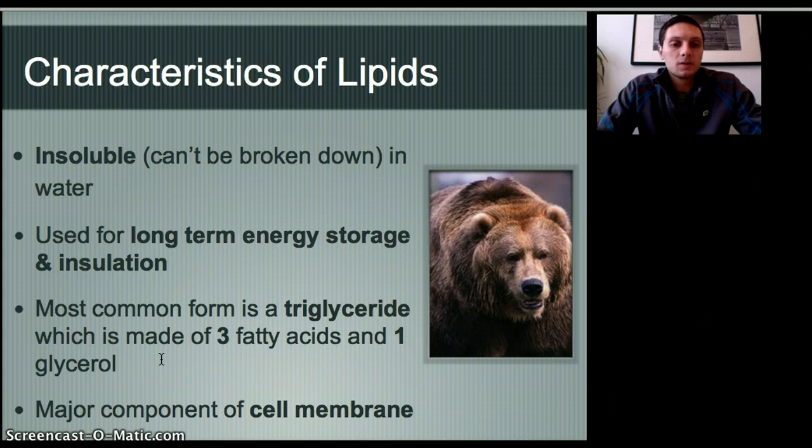And lipids are also a major component of the cell membrane. We talked about the cell membrane a couple units ago, and we saw that it's made up of a bilayer of phospholipids. Well, this is basically just lipids with a phosphate attached to it. And so lipids are what is used to make up the cell membrane.